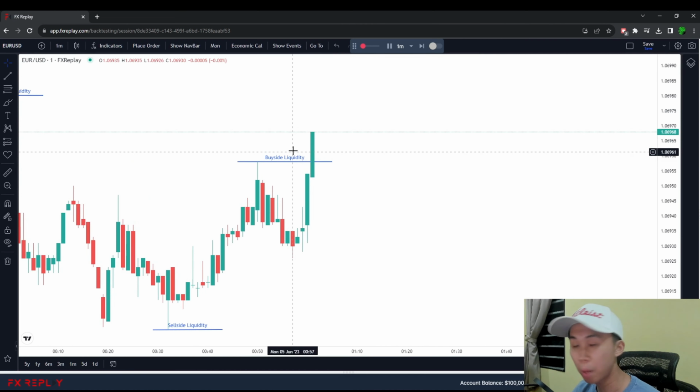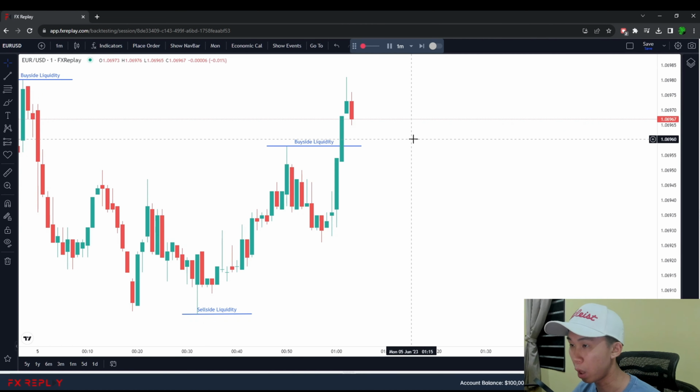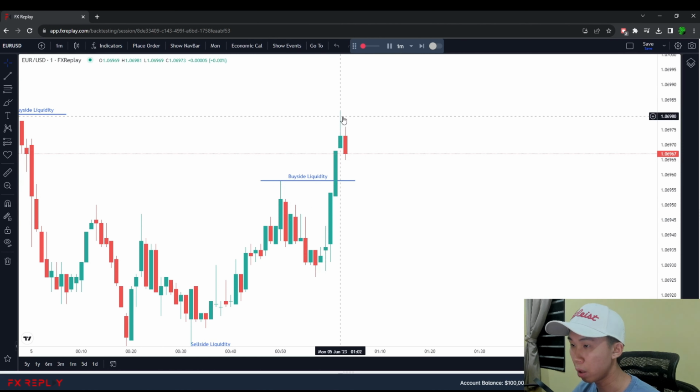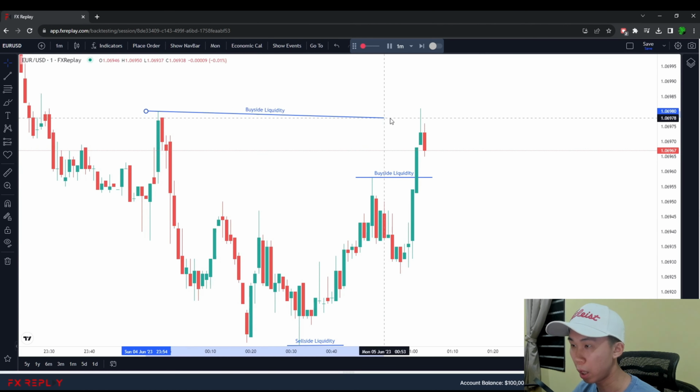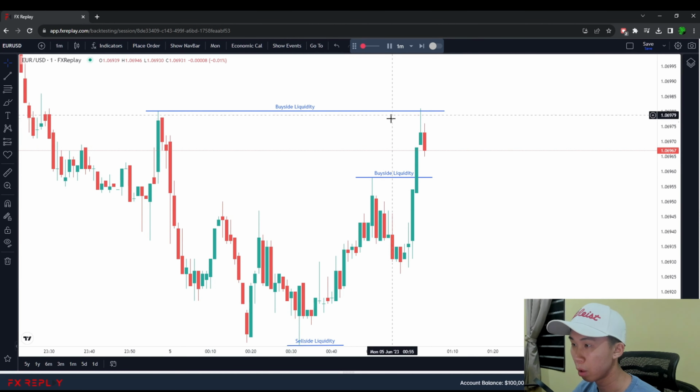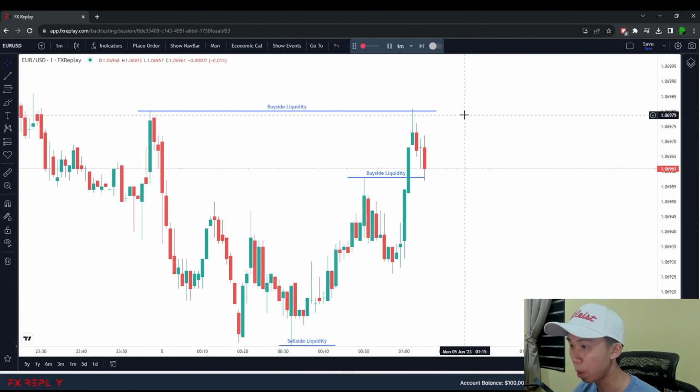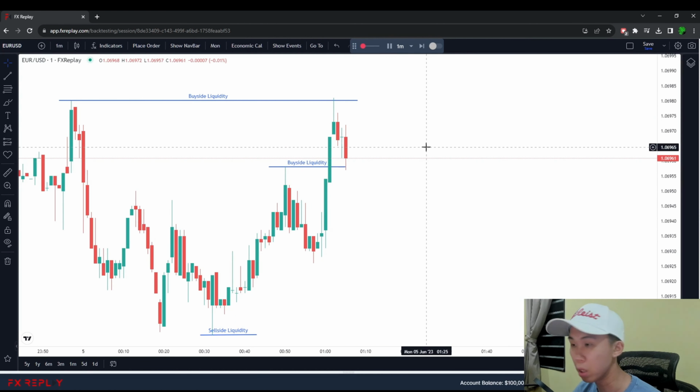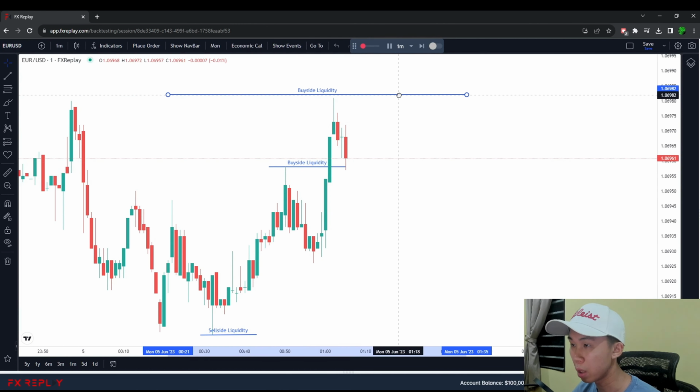Price has now tapped into the buy side liquidity and let's see what happens. Continues to tap higher and it has not really tapped. Wow, can everyone see this? It actually tapped into this one. Look what happened. Tapped into this one and see what happens to price. Price decides to reverse. And this is now our new buy side liquidity.